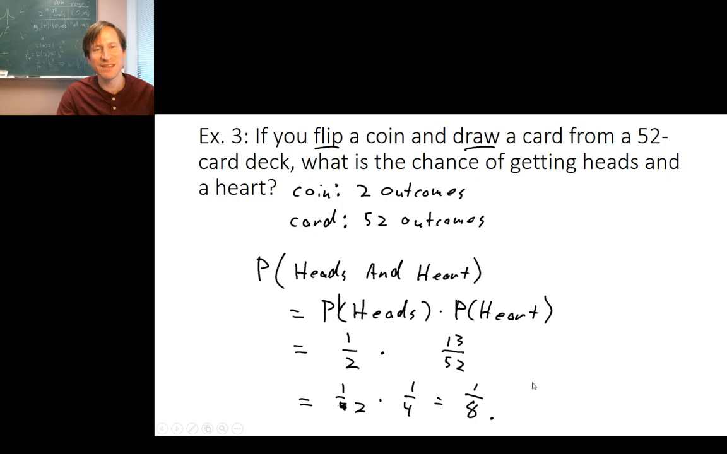You can see this is much better than writing out all of the different outcomes from the sample space and counting up which ones have the outcome that we wanted. In this particular experiment, the sample space would have 104 things in it, and I wouldn't want to go listing them or counting them up. So if you have two independent parts of an experiment, using this trick for finding probabilities of independent events is a big time saver.